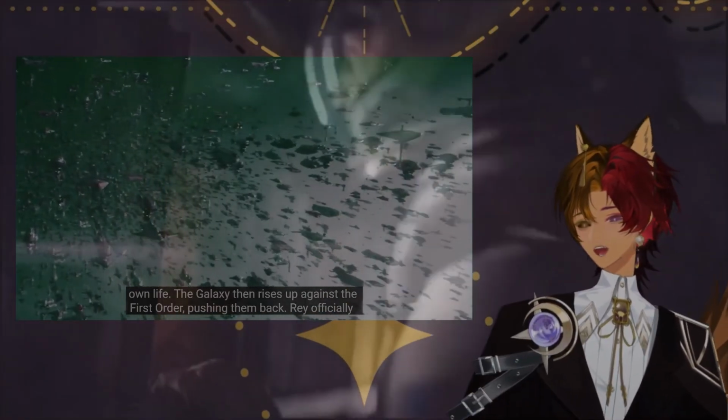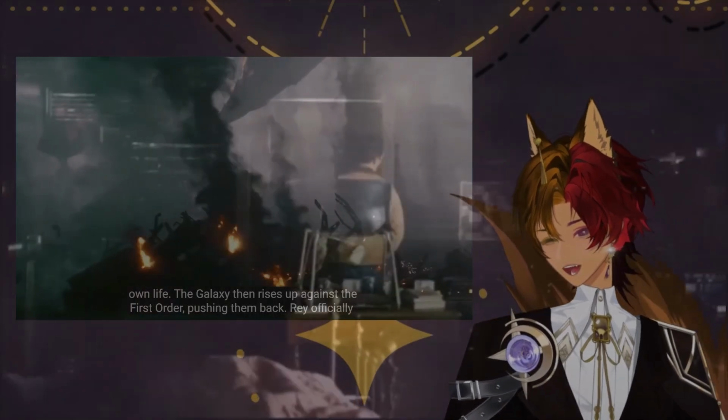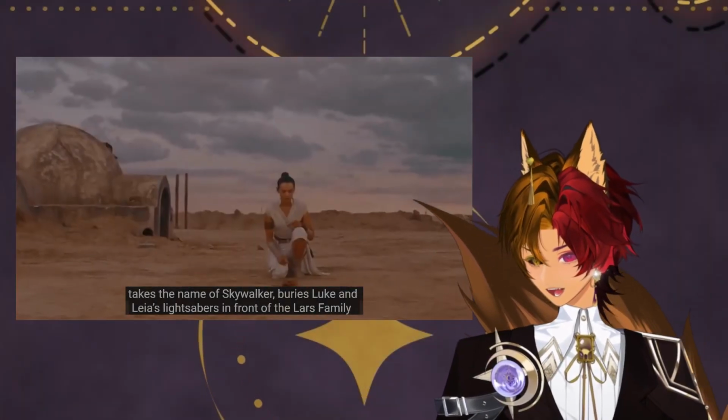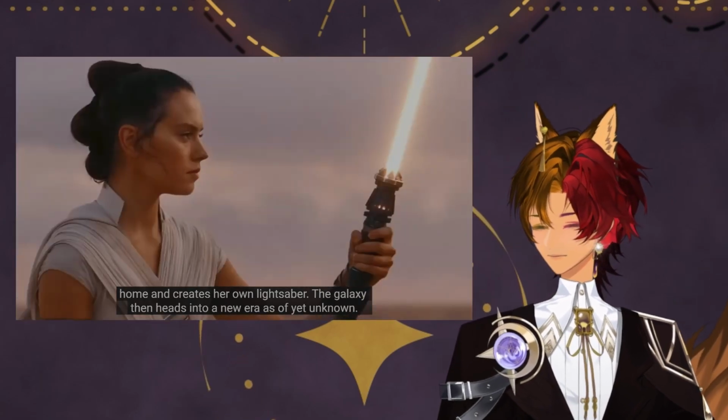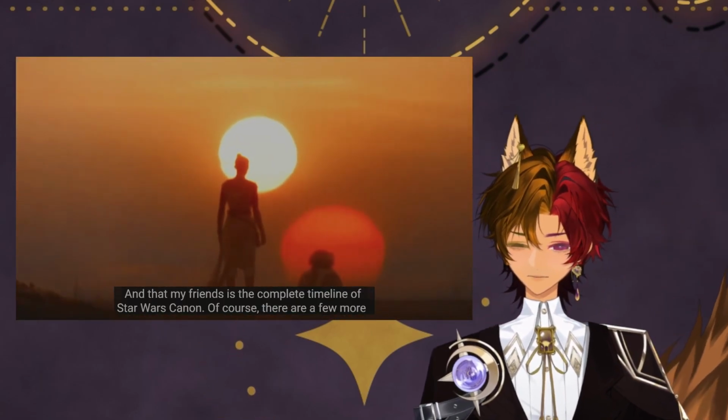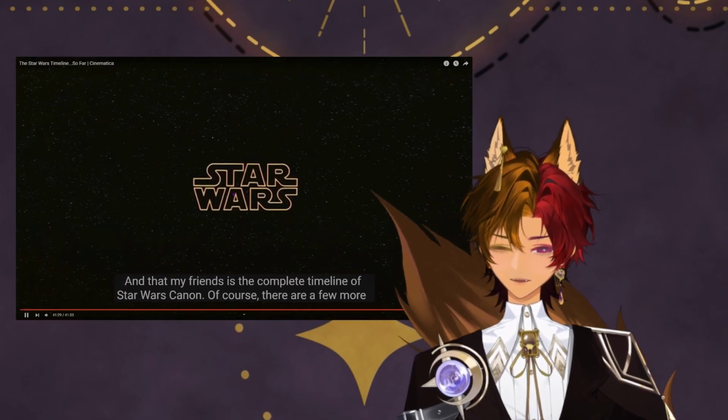The galaxy then rises up against the First Order, pushing them back. Rey officially takes the name of Skywalker, buries Luke and Leia's lightsabers in front of the Lars family home, and creates her own lightsaber. The galaxy then heads into a new era, as of yet unknown. And that is the complete timeline of Star Wars canon.